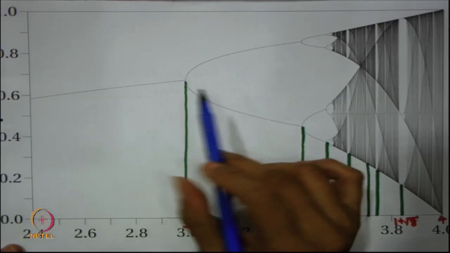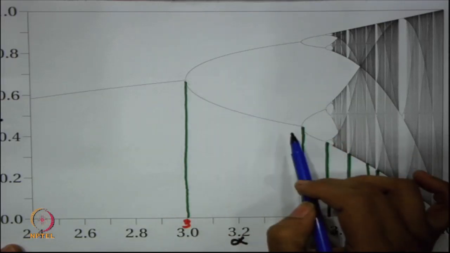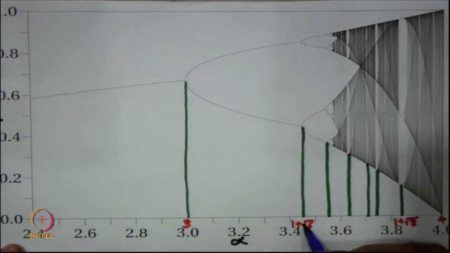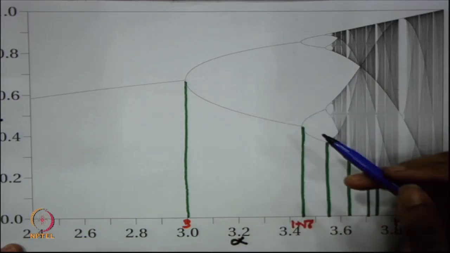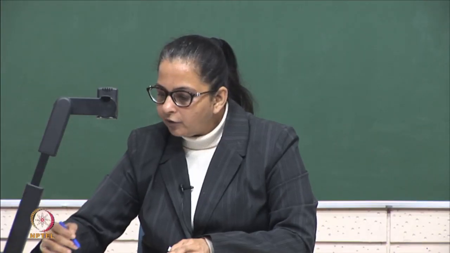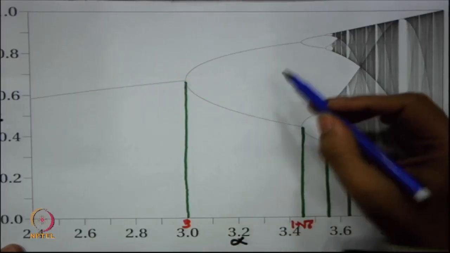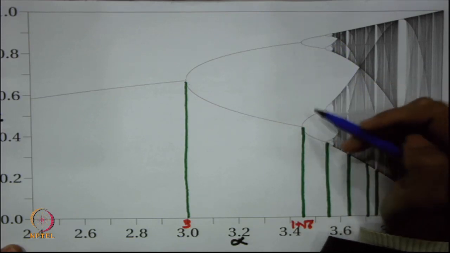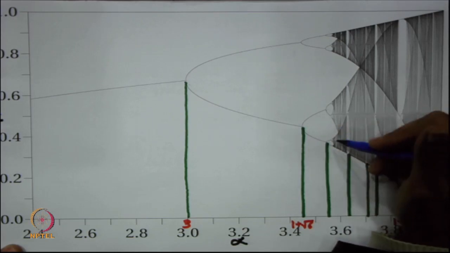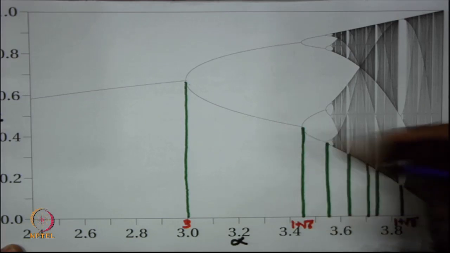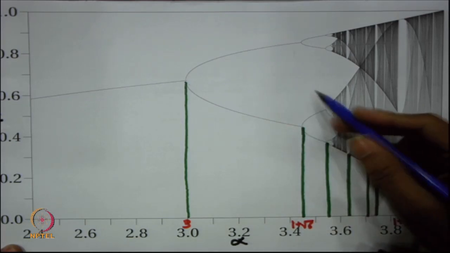At 3 you find that there is a periodic orbit of period 2 born here, and from 3 to 1 plus root 6, this particular periodic orbit is stable. So, when you look into the dynamics at infinity, only this orbit stays, nothing else stays. And what happens at 1 plus root 6? At 1 plus root 6 you again find that this is now repelling and there is another attracting periodic point of period 4 being born, and this continues till some 3.54, and there we find that again there is another periodic point of period 8 being born and so on.